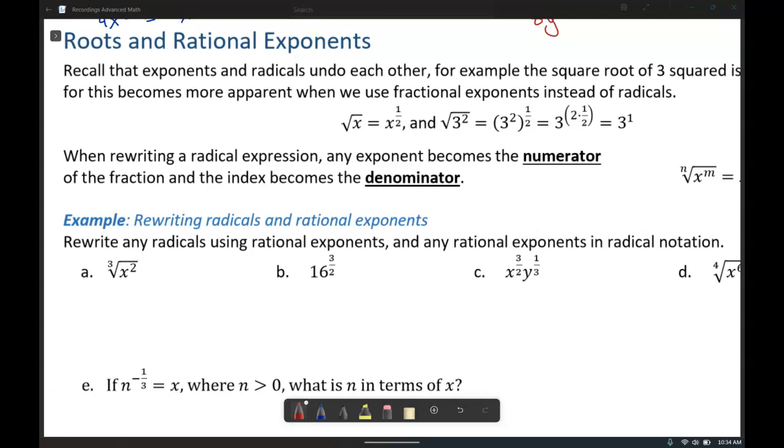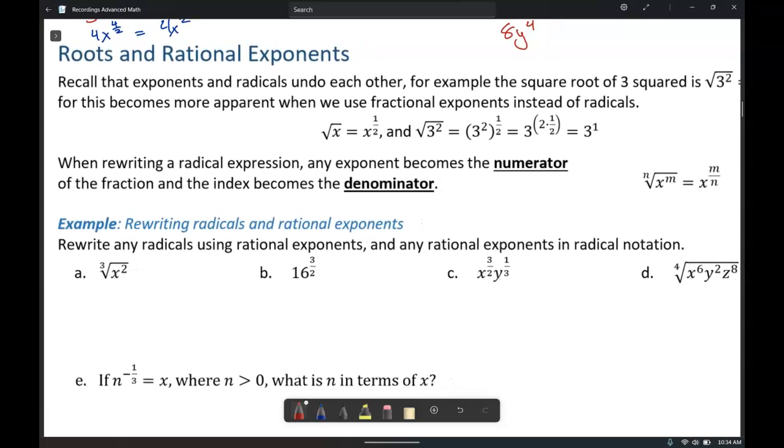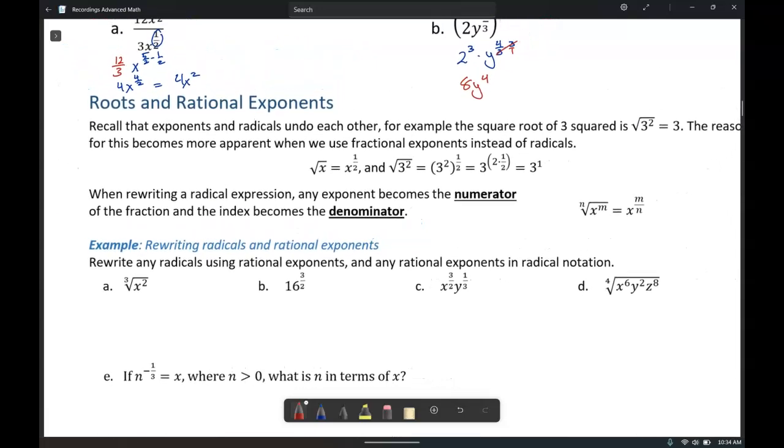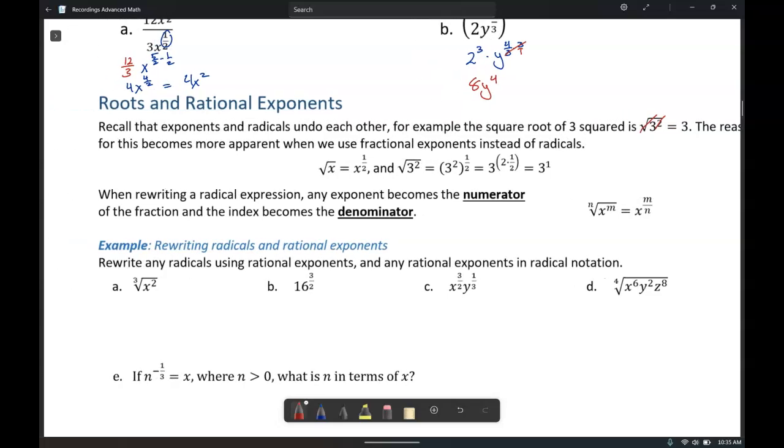Let's take some time now to look at roots and rational exponents. So exponents and radicals undo each other. When we have the square root of 3 squared, written as the square root of 3 squared, the square root and the square simplify each other.